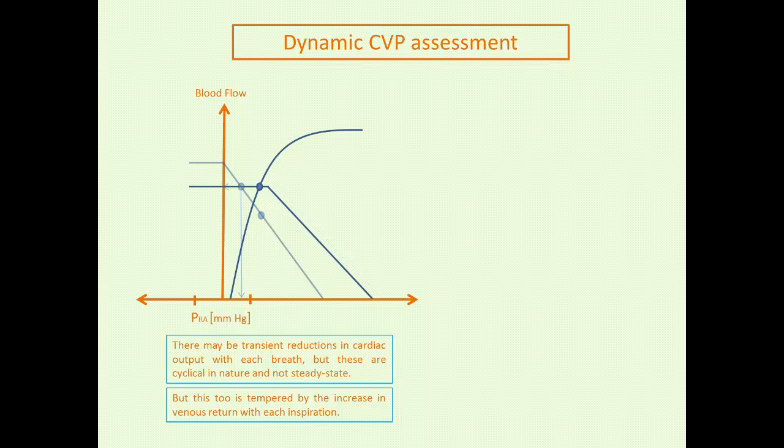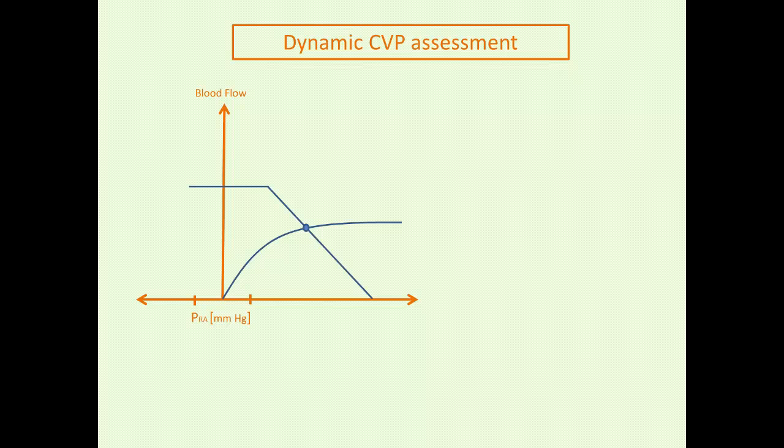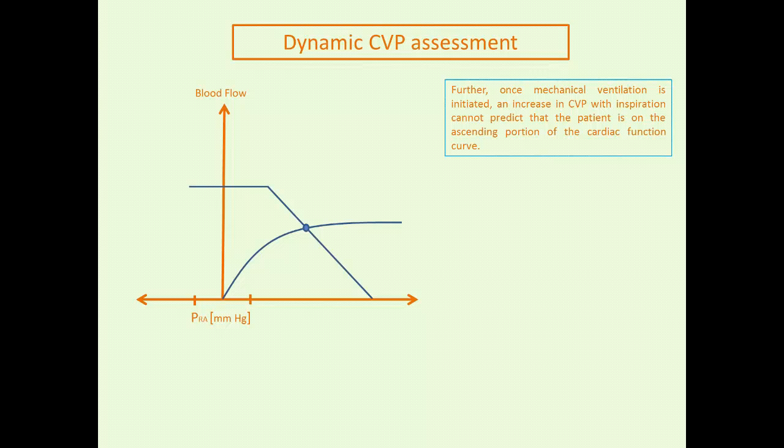So again, those changes, you can see that with inspiration and expiration, where the cardiac function curve intersects the venous return curve, that tends to defend cardiac output as well. So what about the patient who's on mechanical ventilation with PEEP? You can see the change in the venous return curve as a response.